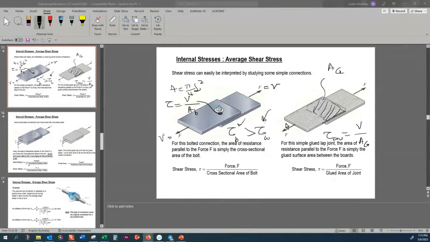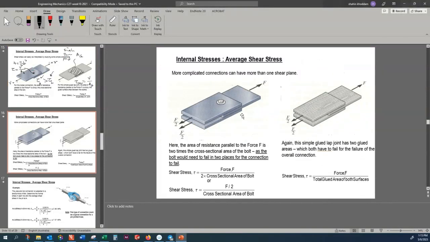So this one, is this a double shear or single shear? How many areas? Only one area is subjected to the shear, so we call this a single shear. So this is a single shear problem. And now let me show you something which is called double shear.